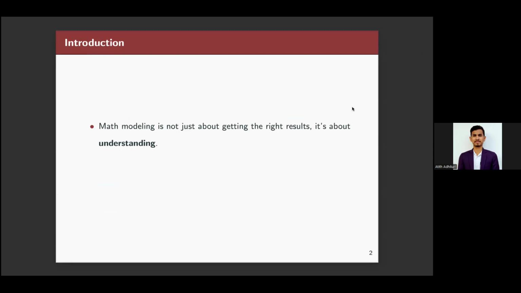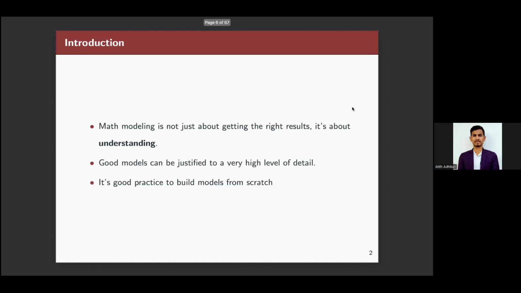And by doing so, you're going to be interpreting a real-world phenomenon in terms of quantitative results and clearly defining what you want to find and how you're going to find it. So good models, with that definition, can be justified to a very high level of detail. Basically, every little assumption and every little calculation used in the model should be justifiable with real-world evidence.